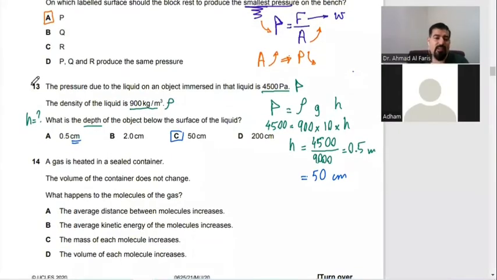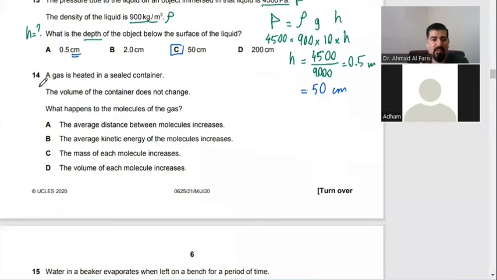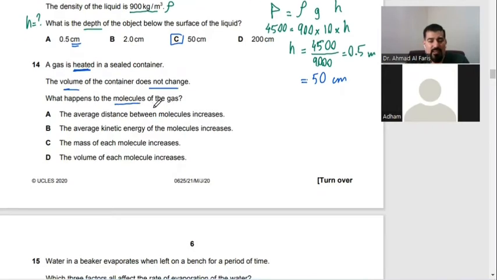Now, question number 14, it's the first question about thermal physics, the second block in the IGCSE Cambridge syllabus, for the year May-June 2020. A gas is heated in a sealed container. The volume of the container does not change. What happened to the molecules of the gas? Now, the molecules of this gas, what happened to them?